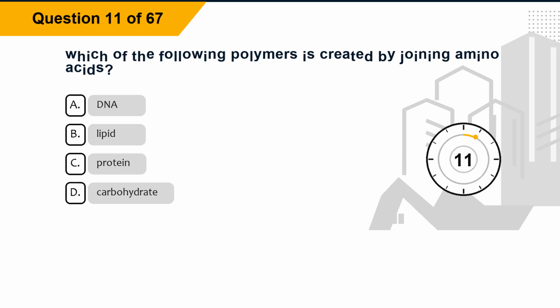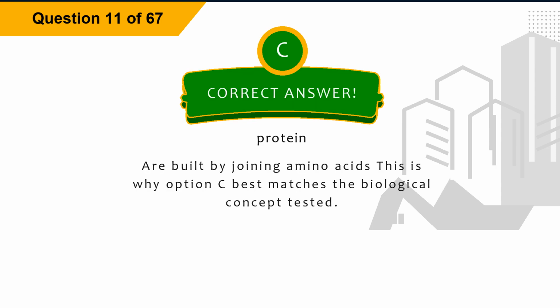Question 11. Which of the following polymers is created by joining amino acids? Option A, DNA. Option B, lipid. Option C, protein. Option D, carbohydrate. The correct answer is option C, protein. Explanation. Proteins are built by joining amino acids. This is why option C best matches the biological concept tested.